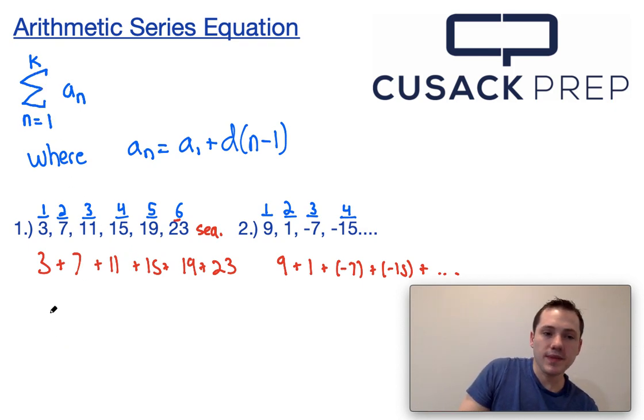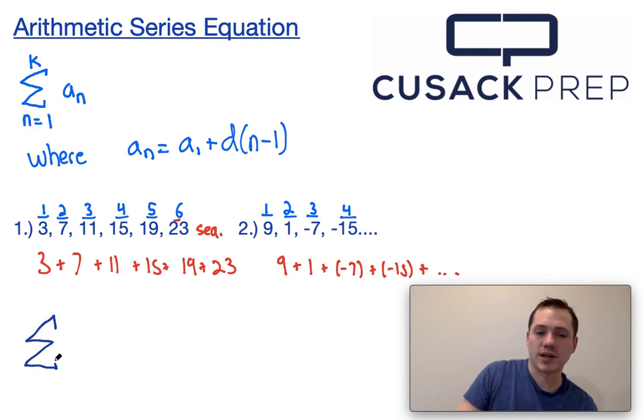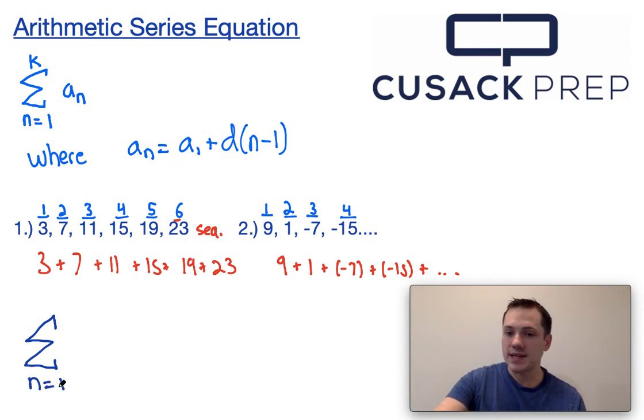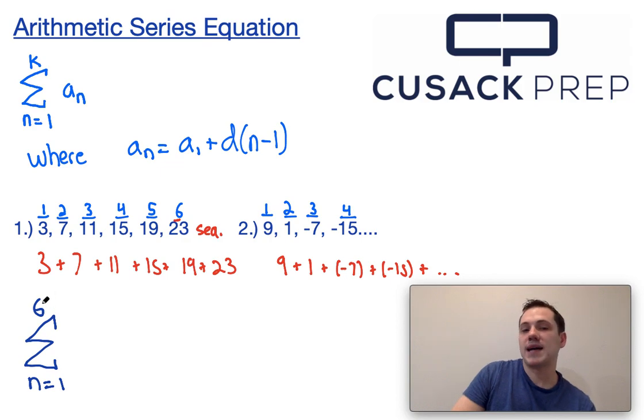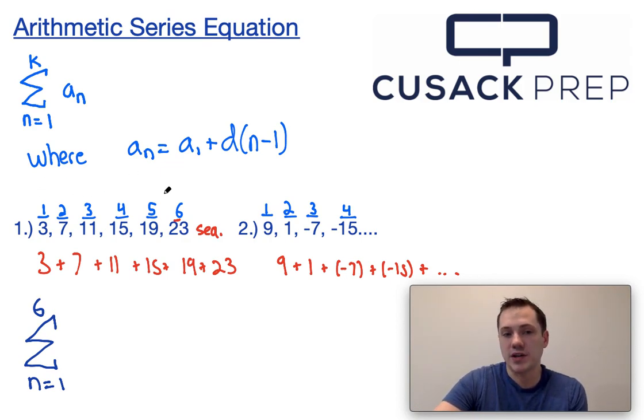So let's show how I can write this equation down here. My first term is 3, my second term is 7, third is 11, 15, 19, 23. So what I can see is that I have 6 terms. Now, n equals 1 is going to be my first term. There is a way to write this as n equals 0, but we're not going to do that here. And I'm going to put 6 up here because this number at the top needs to represent how many terms I actually have. Since I have 1, 2, 3, 4, 5, 6 terms, I'm going to put a 6 up top here.